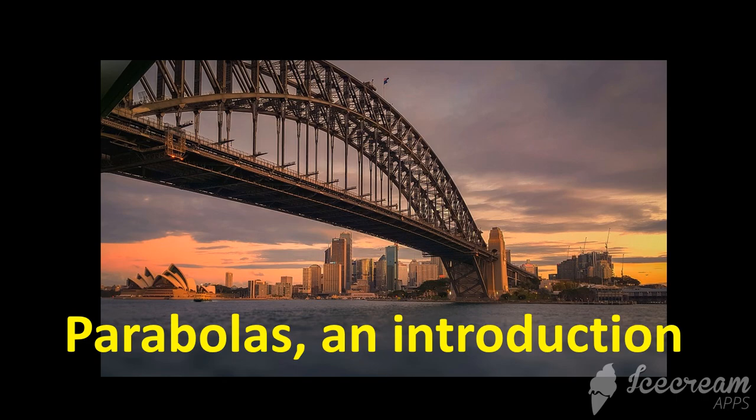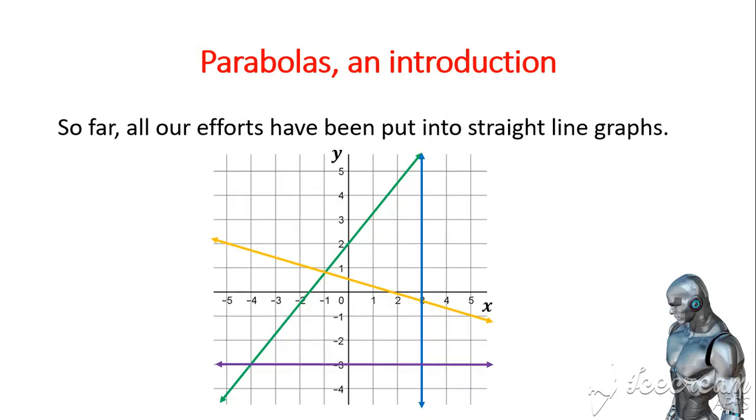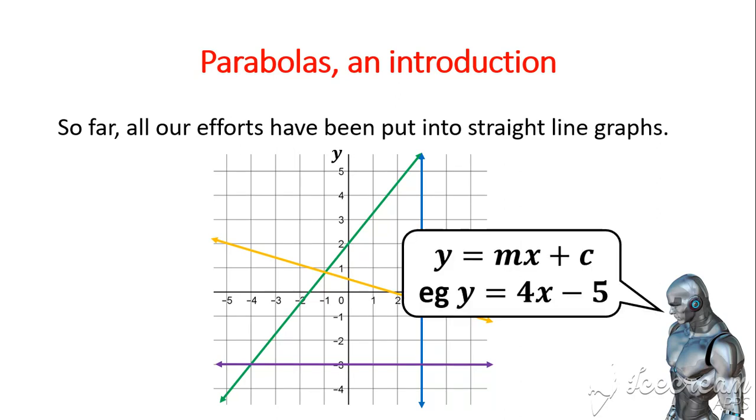In this video, we're going to introduce parabolas. So far, all of our efforts have been put into straight line graphs. Straight line graphs have the form y equals mx plus c, or the formulas are based on this rule. And we've talked about positive gradients, negative gradients, horizontal and vertical lines. We've shown you how to draw these things.